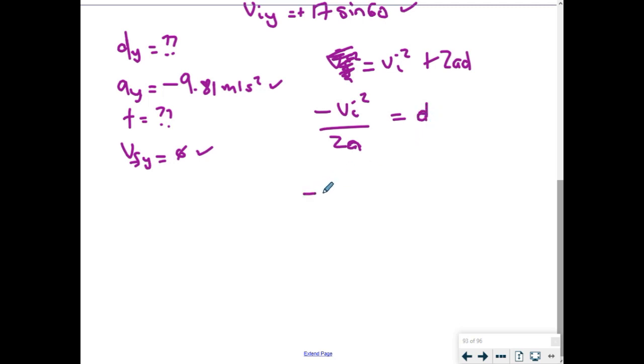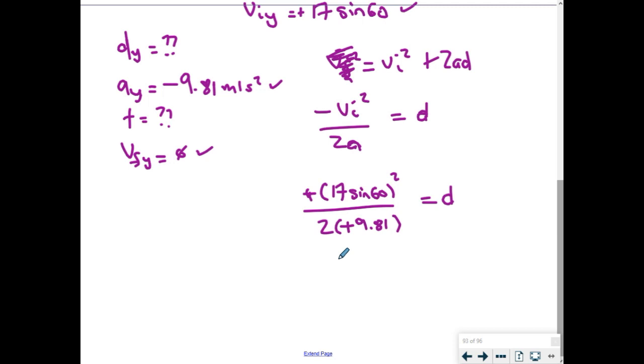But let's try this. I'm going to do negative, and then the VI in the y direction was 17 sine 60. And then it'll all get divided by 2, and then acceleration is negative 9.81. And one of the cool things you should notice here is the negative should really cancel, right? Which is good, because we expect a positive distance. So I'm going to try this now. 17 times sine 60, and I'm going to square that. Then I'm going to divide by 2 times 9.81. And I'm going to get a distance. Oh, I need to make sure I use proper brackets. I just did my calculator, and I got 0.649, and I realized that can't be right. And I think the reason why is that I didn't use proper brackets.